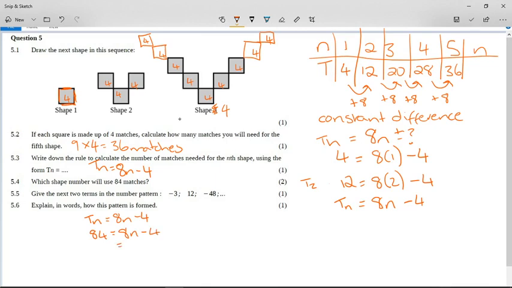So by algebra we want to get rid of the 4. Okay, so if we add 4 to this side and we add 4 to that side, we're going to end up with, sorry, I'm thinking ahead of me here. Okay, let me show you the inverse operations. 8n minus 4 plus 4. Can you see I'm going to get the n by itself? So if I added 4 to that side, I must add 4 to this side. So 88 equals 8 times a number. So n equals 88 divided by 8. So n equals 11. Okay. So which shape will use 84 matches? The 11th shape.